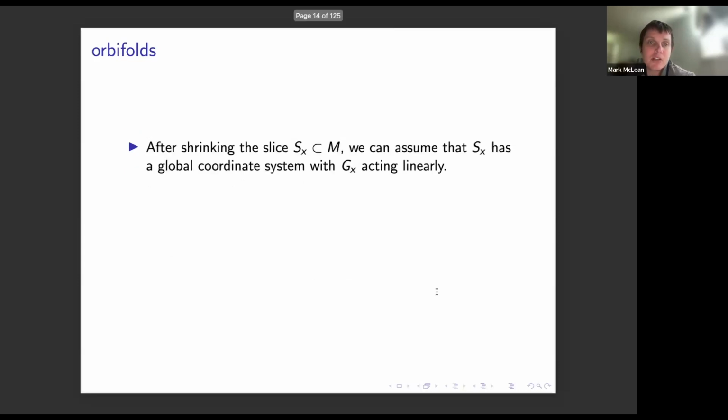After shrinking the slice, you can assume that this slice has a global coordinate system with the stabilizer group acting linearly, and this is our orbifold chart centered at x. So we'll think of it like this.